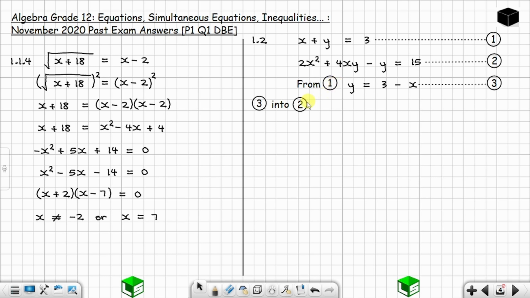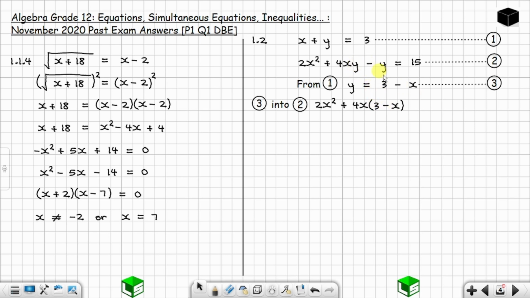So into 2, you have 2x squared plus 4xy. What is y? y is this. So you take this and replace for y. So you have 4xy, where y is 3 minus x. Remember, we are plugging 3 into 2. So 3 is y equal to 3 minus x. Wherever there is y, you plug this.